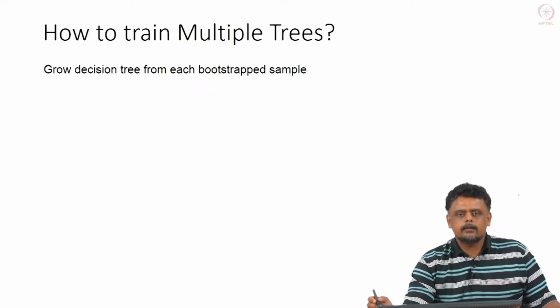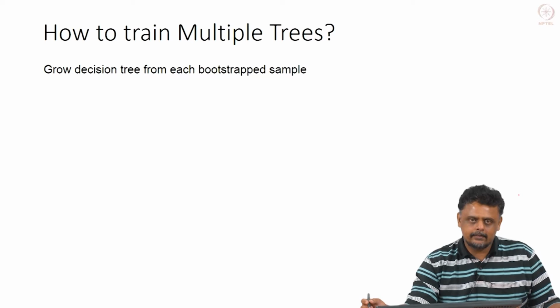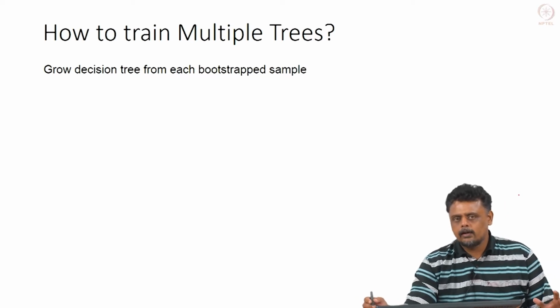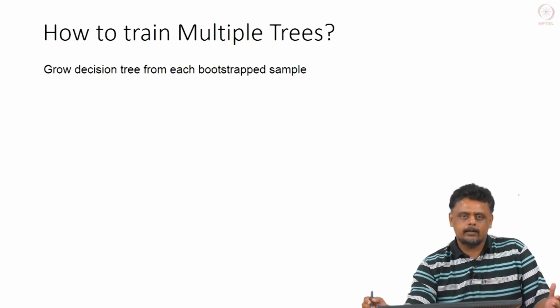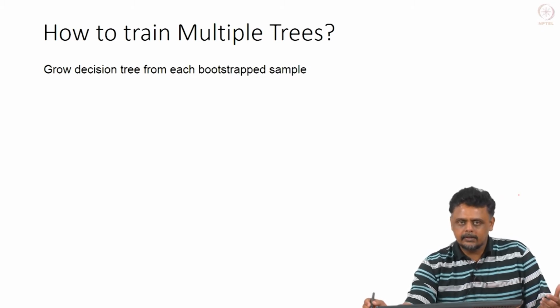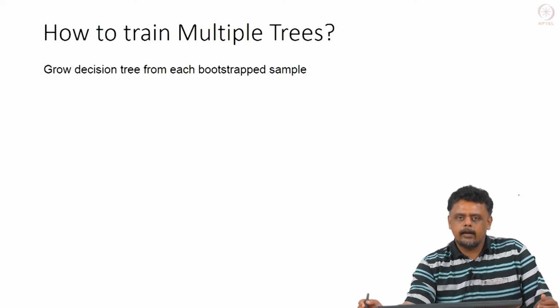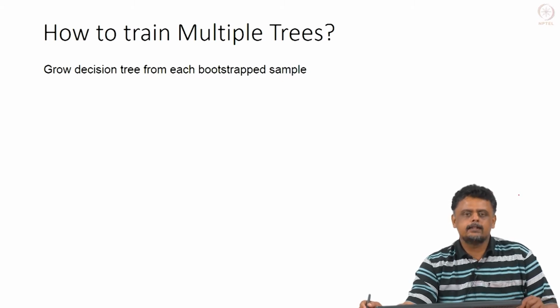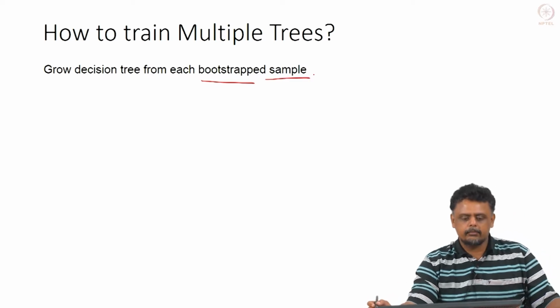So, where do we get the data set for training these multiple trees, because we have only one data set? Ideally, what we would like to do is to have multiple measurements, where you collect data 100 times, and with every data set you collect, you train a decision tree. However, that is typically not possible because you are generally given only one data set, and you have to grow your tree based on that. So, the way to train multiple trees is to grow decision trees from bootstrapped samples. Okay, so what do we mean by bootstrapping samples? That is what we are going to look at.